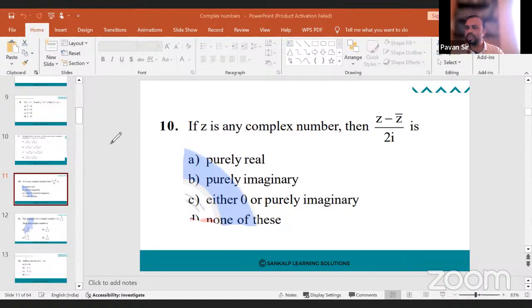Akshata has given B as the option, and Sushmita has given C as the option. C is the correct answer according to her. If z is any complex number, then (z minus z bar) upon 2i is what? Many of you are giving answers: Kavya says C, Sushti says B. Okay, we'll try this. Just take some time and think about it.